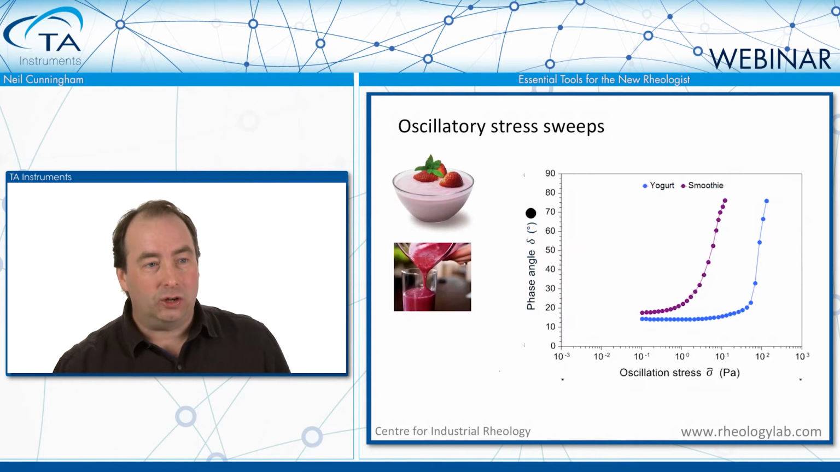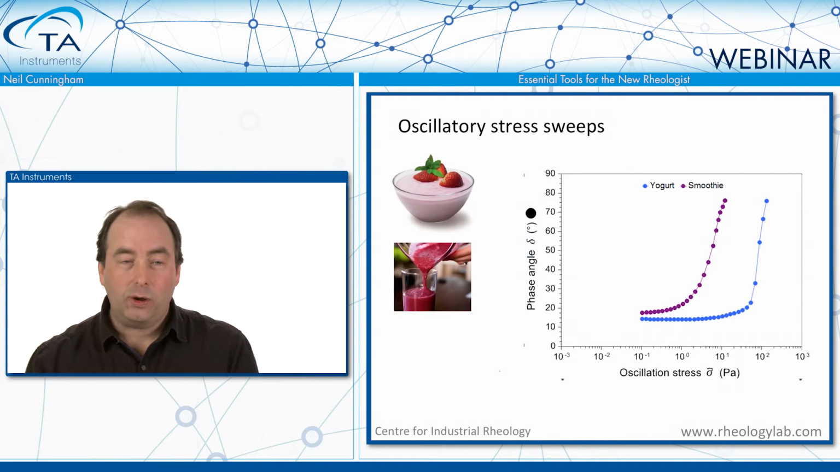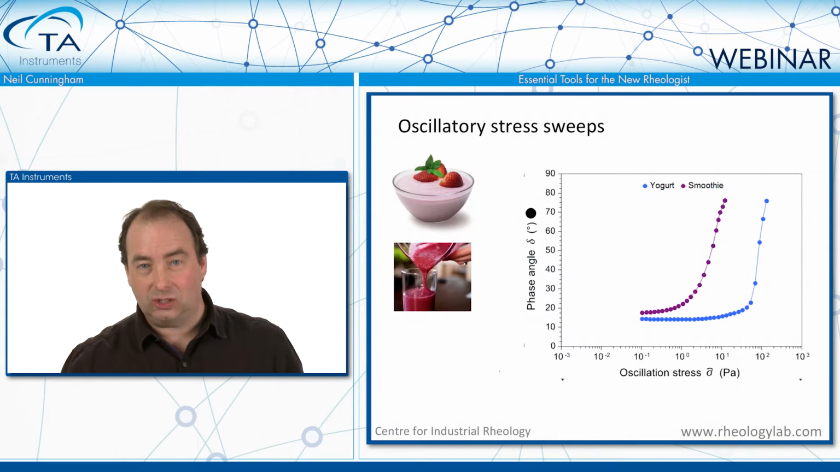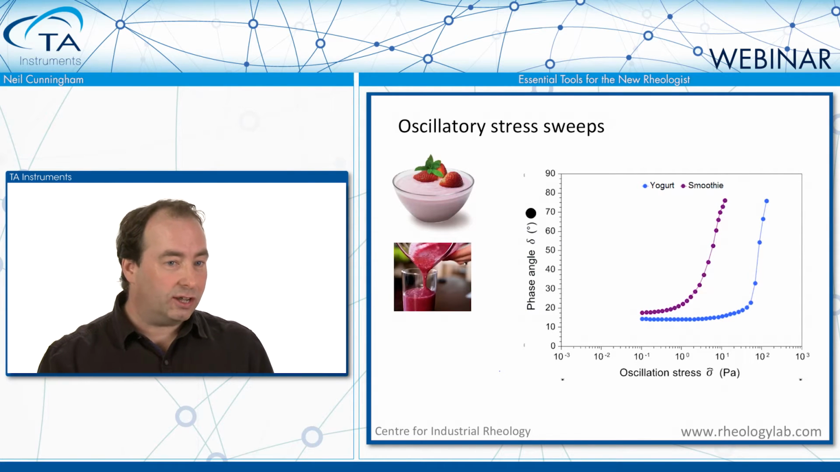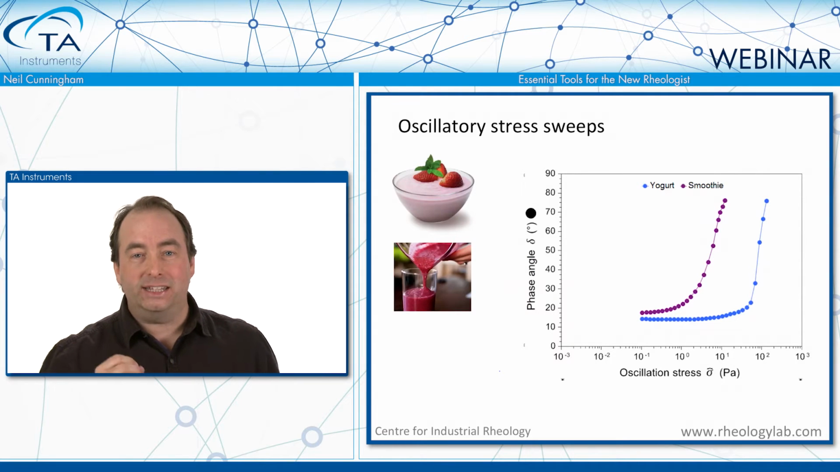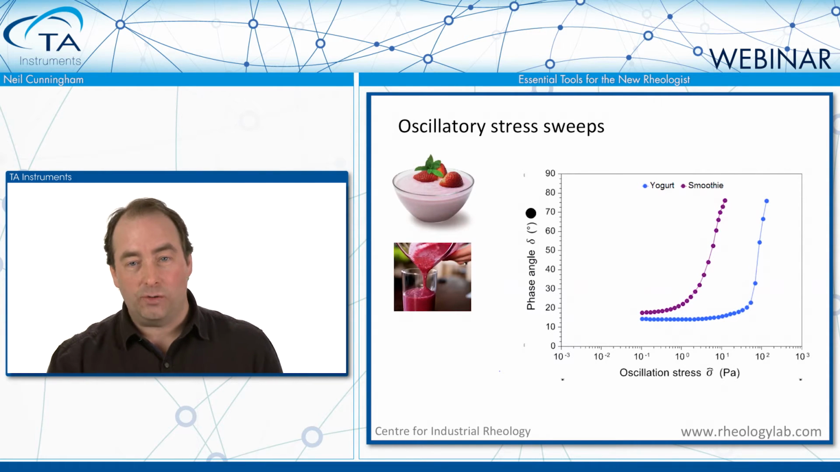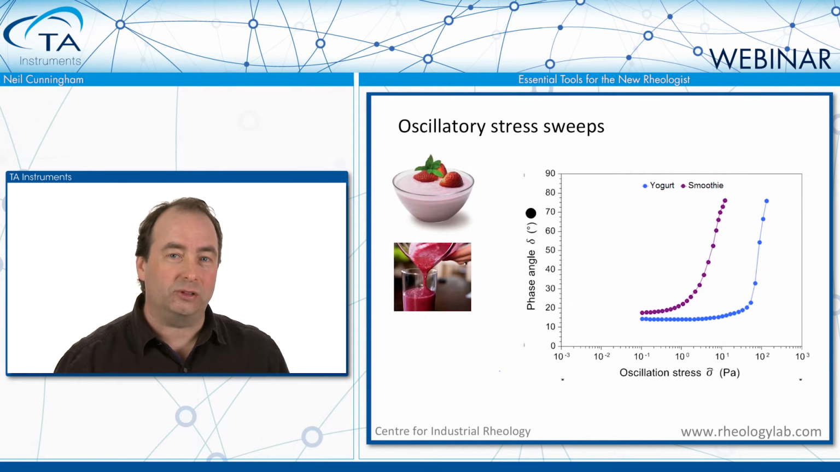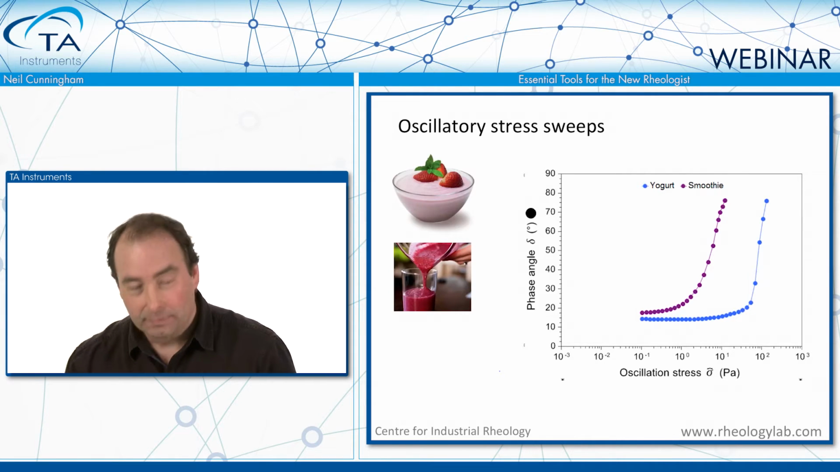We can compare the yogurt to, here we have a smoothie. And what you can see with the smoothie is the same behaviour. We have that elastic dominant behaviour, so the soft solid dominant behaviour at low stresses, but it yields at a much lower range of stresses. Okay, and that's ideal for a smoothie, because with a smoothie, you want to be able to pour the product, and you don't want it to feel too thick when you're swallowing it.